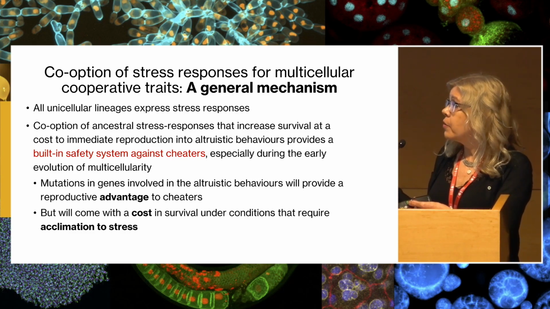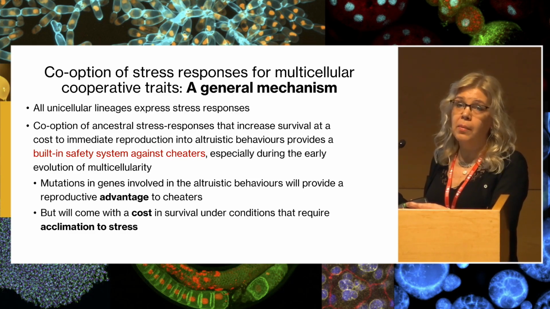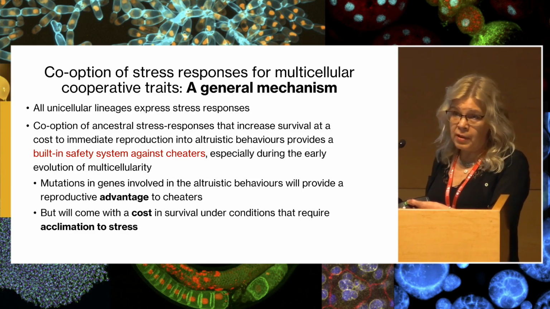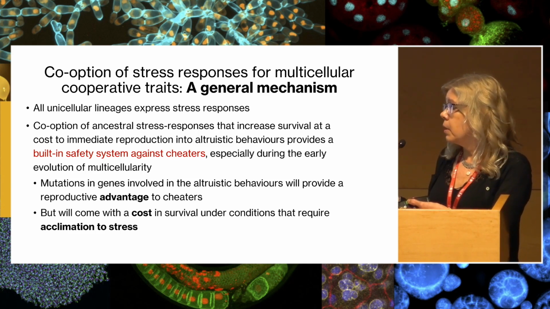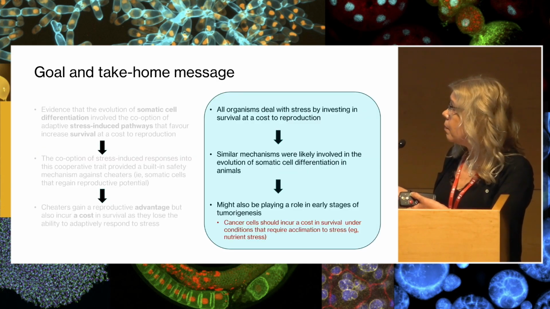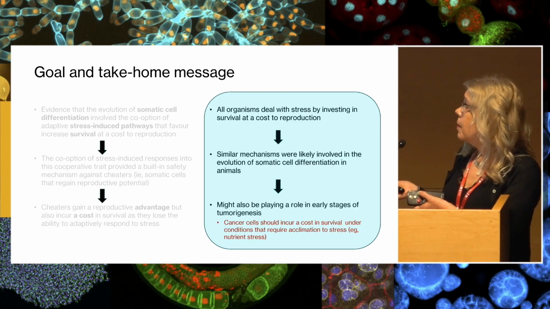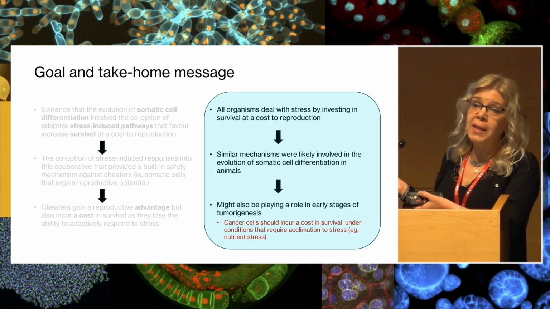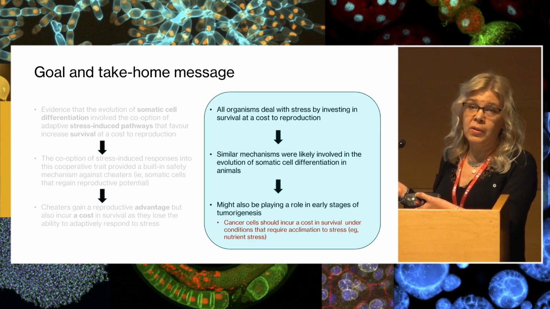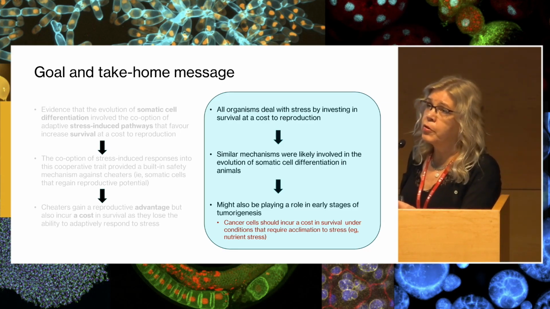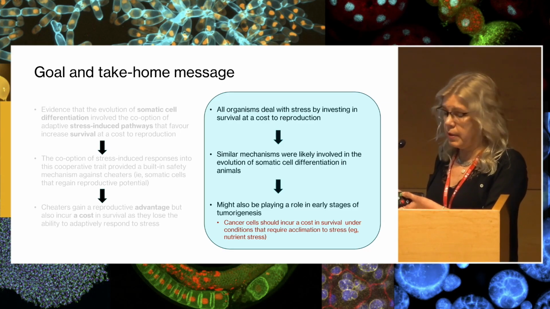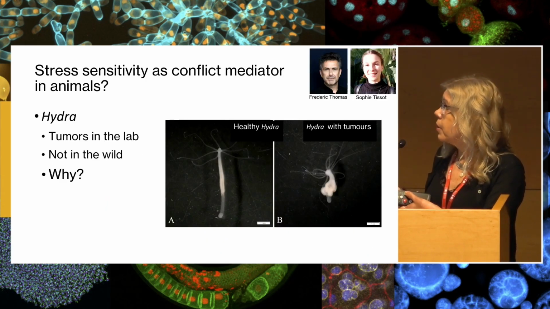Because now if cheaters arose under this mechanism, then cheaters are going to have the advantage of reproduction, but it's going to always come with a survival cost. So coming back to the second part, as I mentioned to you, I expect this is going to be the case also in other lineages, including animals, and that might explain, or this might also be a mechanism to suppress cancer cells early in their progression.